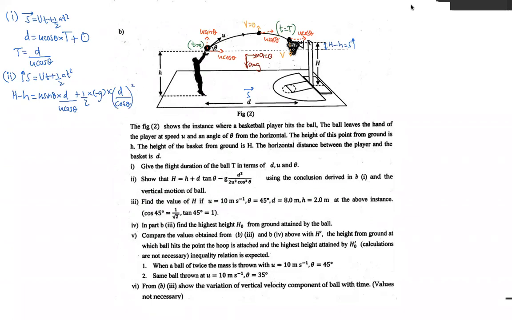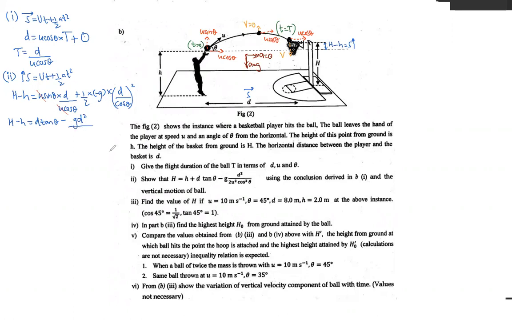Alright, so here you can see this u and this u can be cancelled out. Other than that, we can't cancel anything. I will be getting capital H minus simple h equal to sin theta over cos theta d, that is d tan theta, minus gd squared, same answer, no? Gd squared by 2 cos squared theta, 2 u squared.